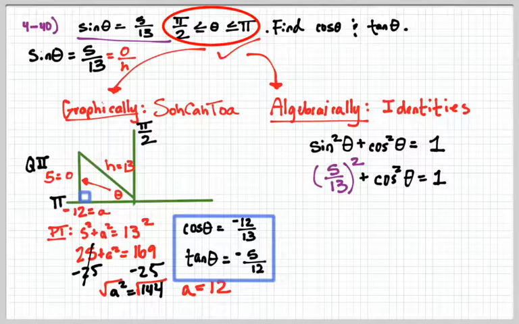Why is it 1? The reason it's 1 is because when we go back to the unit circle, we derived this from it. The unit circle had a radius of 1. So the equation for a circle is x squared plus y squared equals r squared, and x and y are sine and cosine. All right, go ahead. Square 5, square 13.